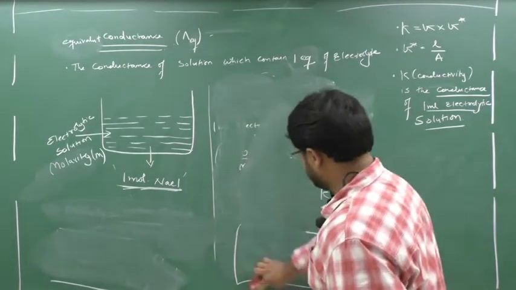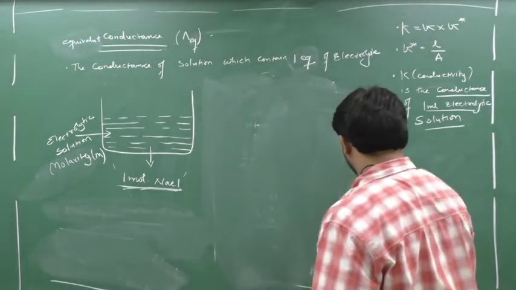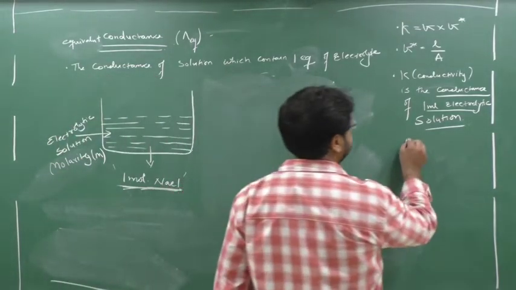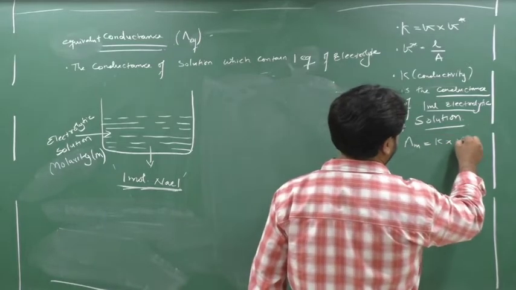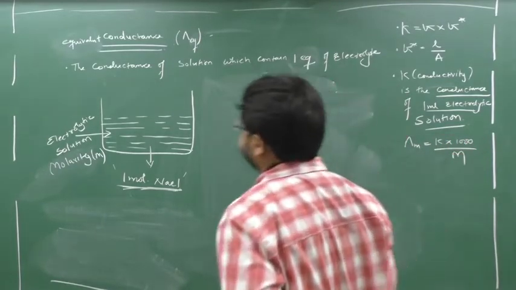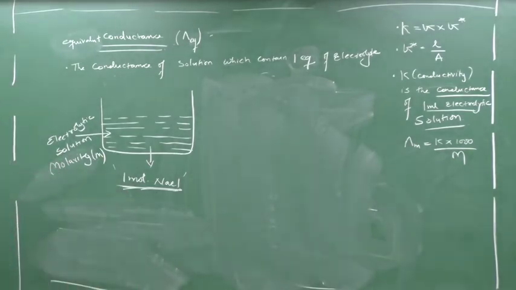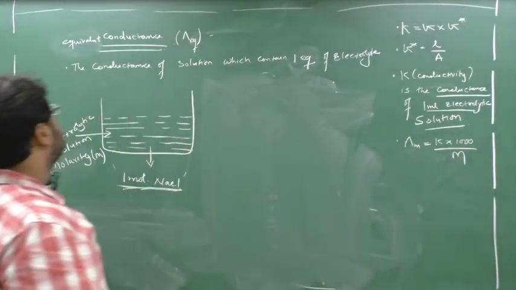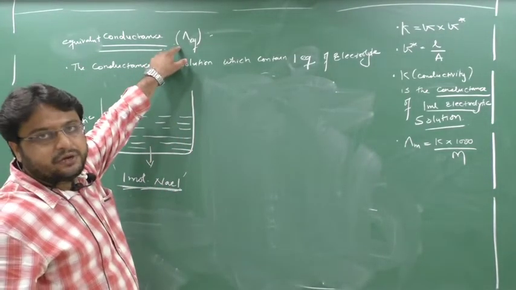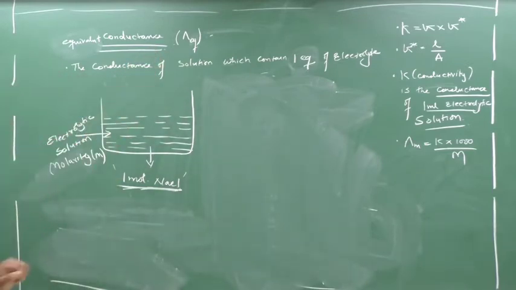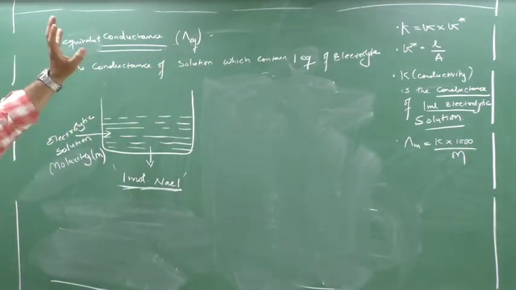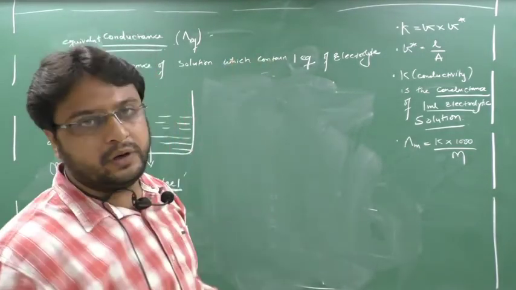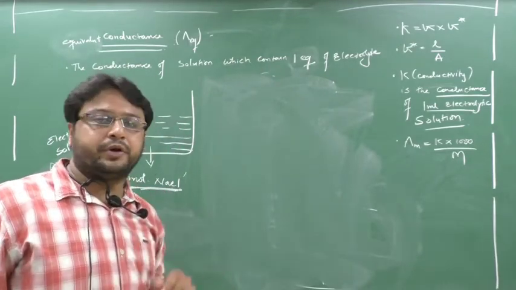Understood? So the lambda m formula is K 1000 upon M. I am writing in the note, lambda m equals K into 1000 upon M. Clear? Now see here, equivalent conductance is indicated as capital lambda Eq. The conductance of a solution which contains 1 equivalent of electrolyte is known as equivalent conductance. If it was molar conductance, it was 1 mole of electrolyte. Now it is equivalent conductance, meaning 1 equivalent of electrolyte.